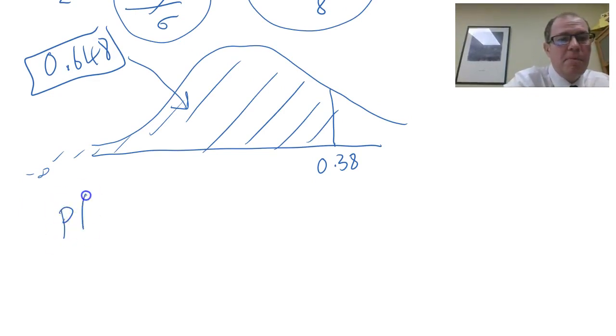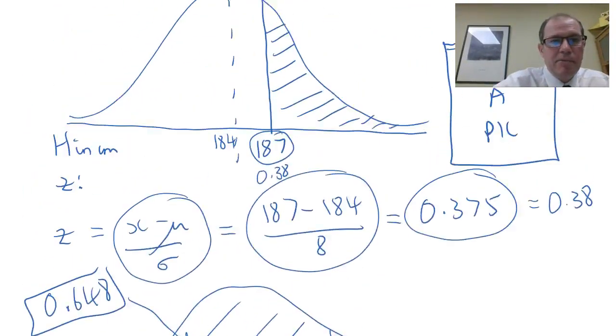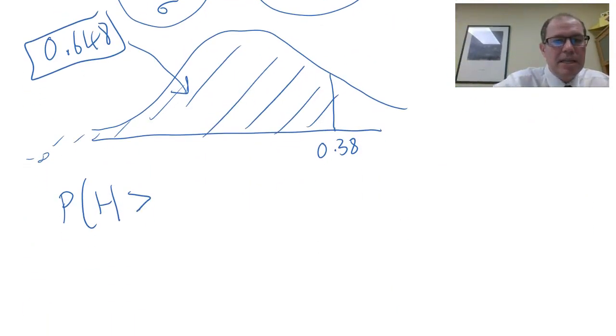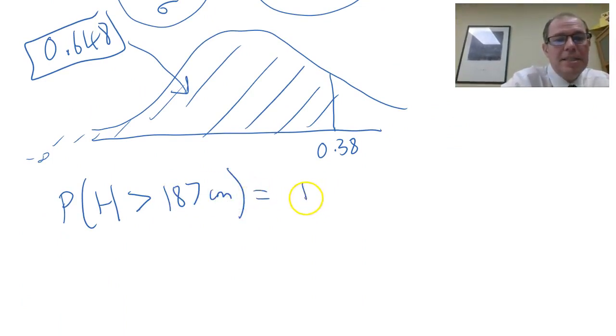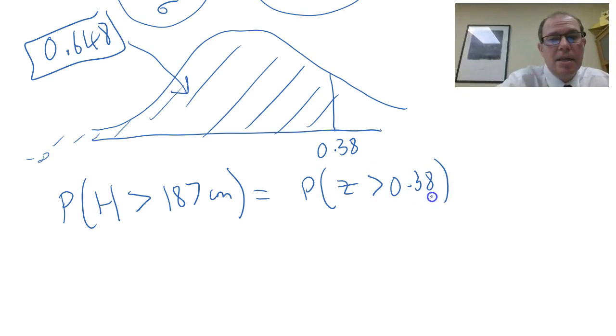So I want to find the probability and do it in terms of h. I want h bigger than, if we remember, 187 centimeters. So I want the area bigger than 187 centimeters, and that's the same as the probability of the standard distribution z being bigger than 0.38. Now, I know that this white area here is the area that I want, but everything adds up to 100% because it's a probability distribution function. So therefore, I just subtract my 0.648 from 1.